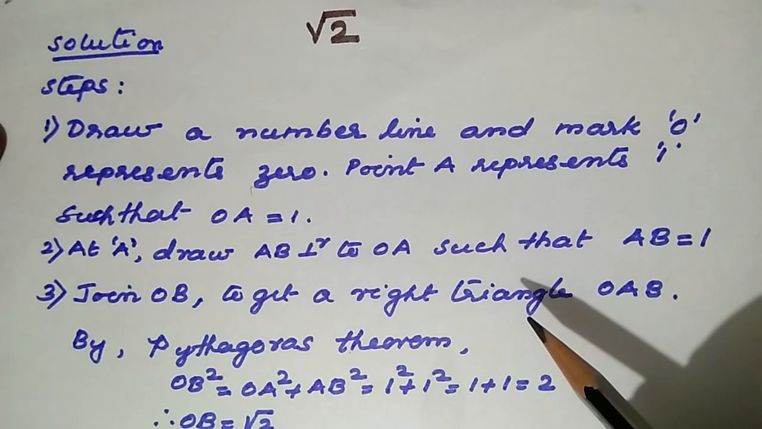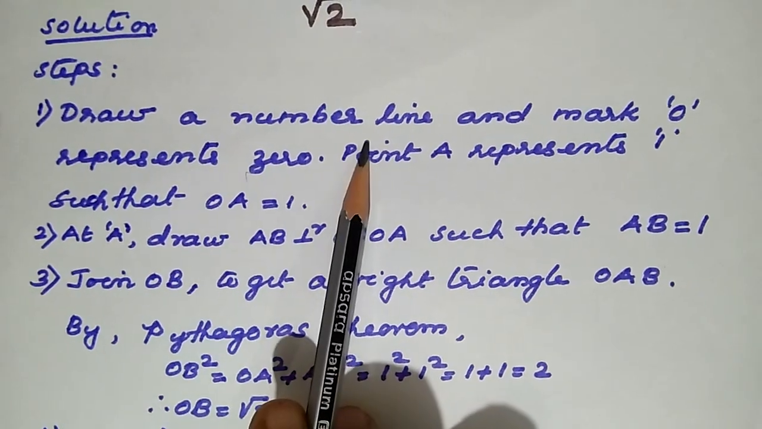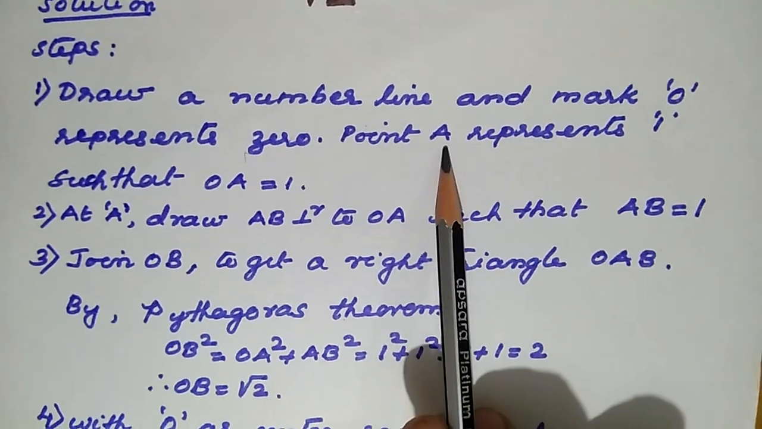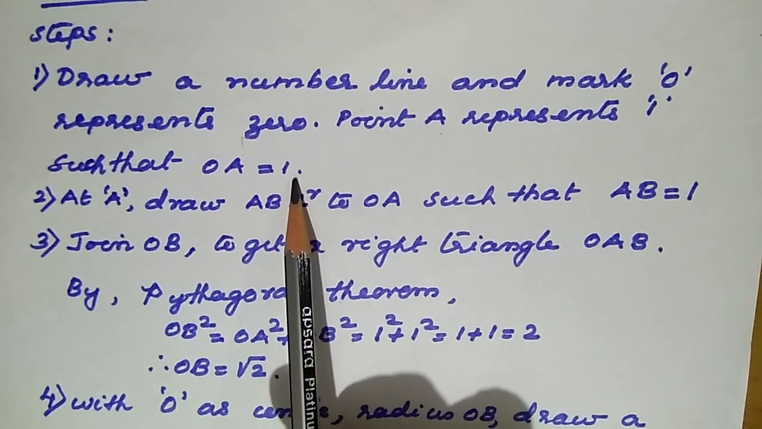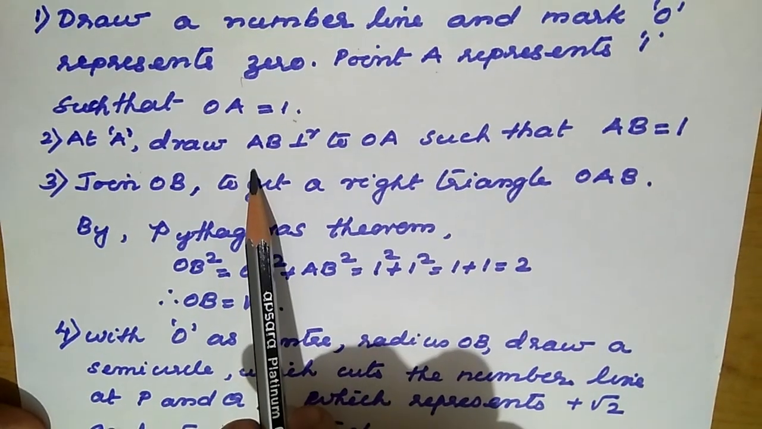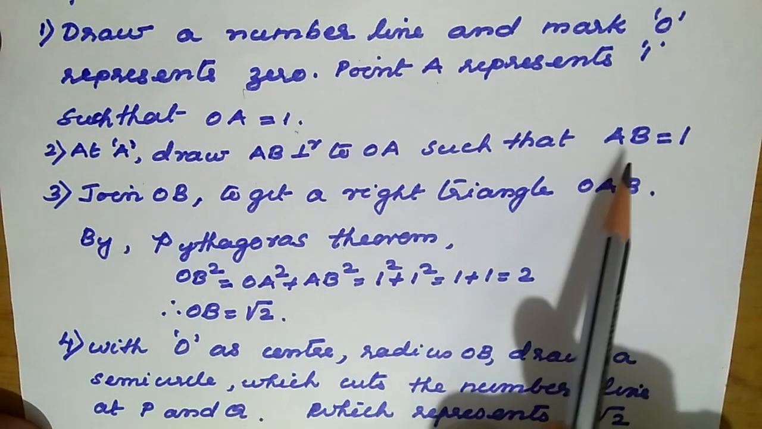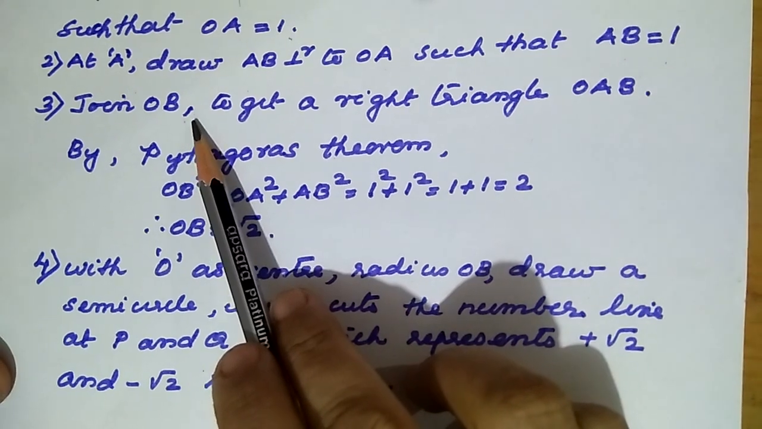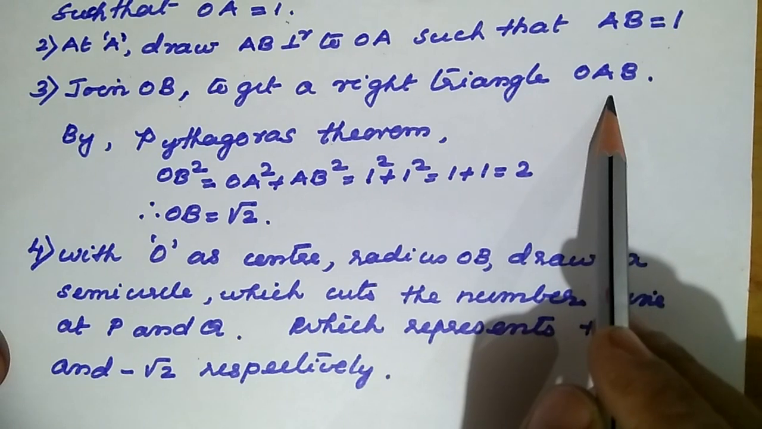Now I'll give a review of what we have done. First, we have drawn a number line, marked O, which represents 0. Then we have represented A, which is 1. That means OA equals 1. That is our first step. Now second step: at A, with the help of the protractor, we have drawn a perpendicular AB perpendicular to OA such that AB equals 1. Third step: join OB to get a right triangle OAB.